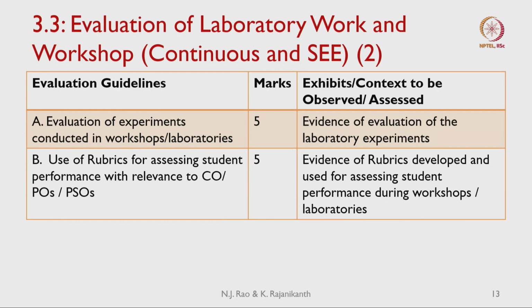So, evaluation of experiments conducted in workshops, laboratories, 5 marks. Then use of rubrics, 5 marks. Notice how important it is. So, evidence of rubrics developed and used for assessing student performance during the workshops and laboratories. You must ensure that the rubrics are well developed and they are validated and they are shared upfront with the students. And of course, the regular evaluation of experiments conducted in the workshops and laboratories is done based on the evidence that we provide.